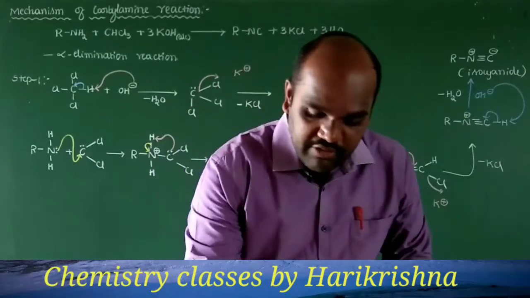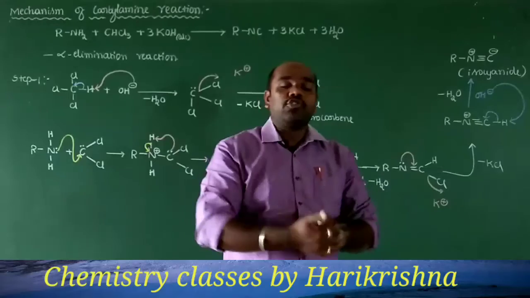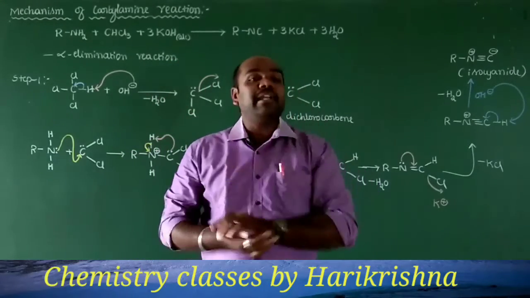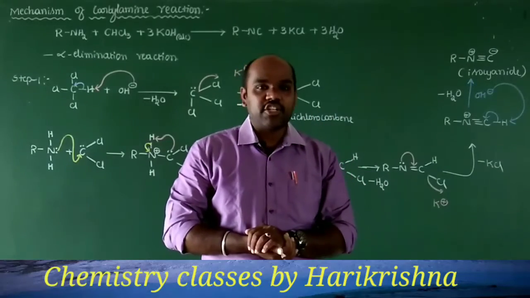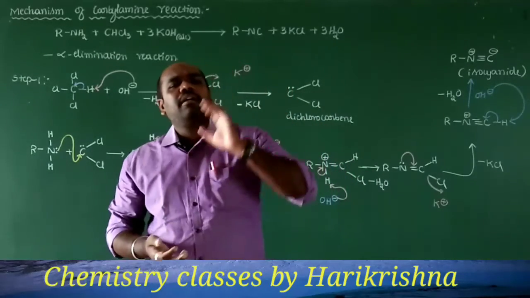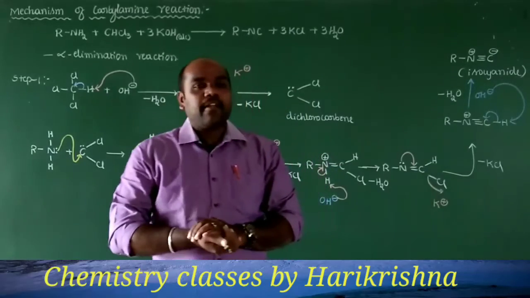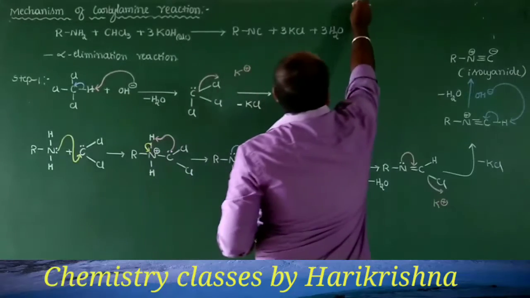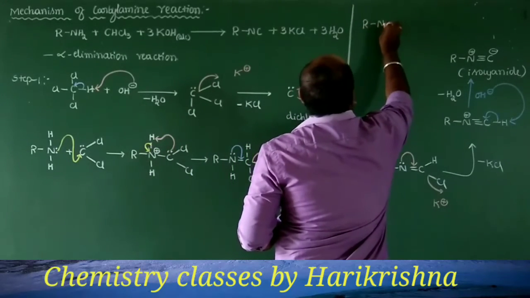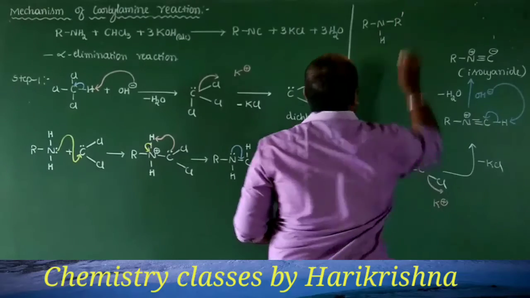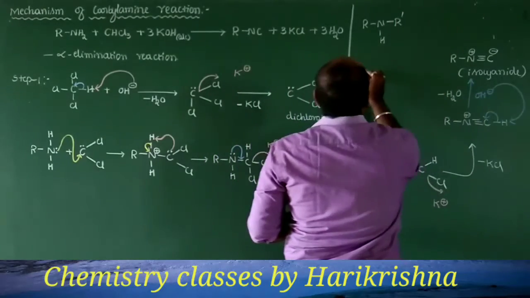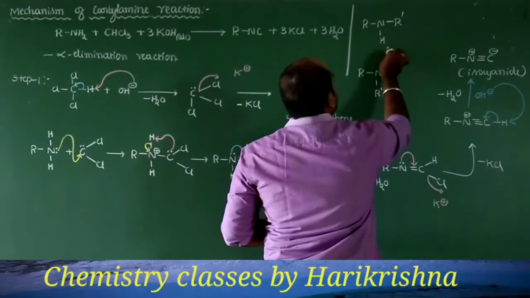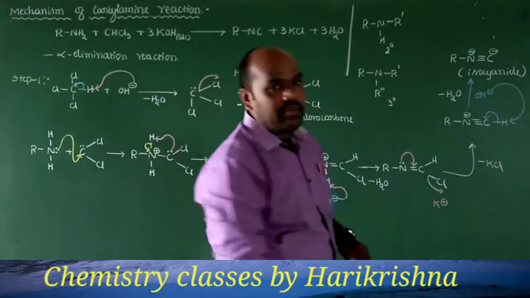Now the answer for the question which I asked in the very beginning is that this carbylamine reaction preferably gives an answer only for primary amines and not for secondary and tertiary amines. The reason for this is, if you consider the secondary or tertiary amines, let me consider the secondary amine, R, N, H, R dash. So this is the secondary amine. And the tertiary amine is R, N, R dash, R double dash. So this is secondary and this is tertiary amine.